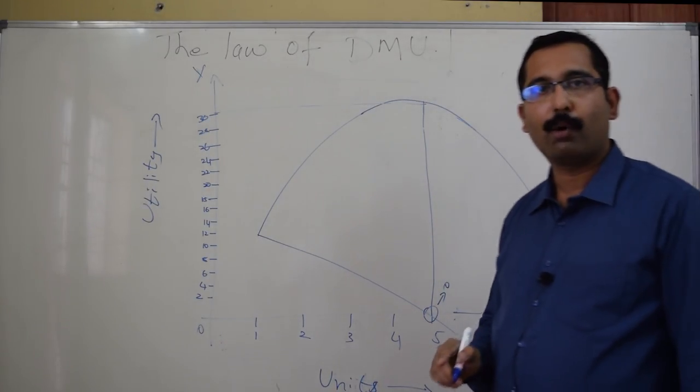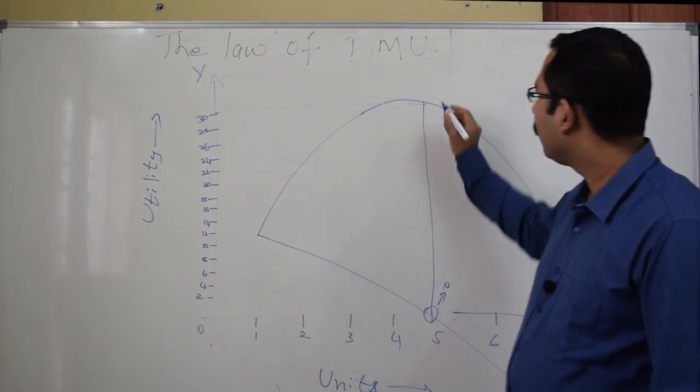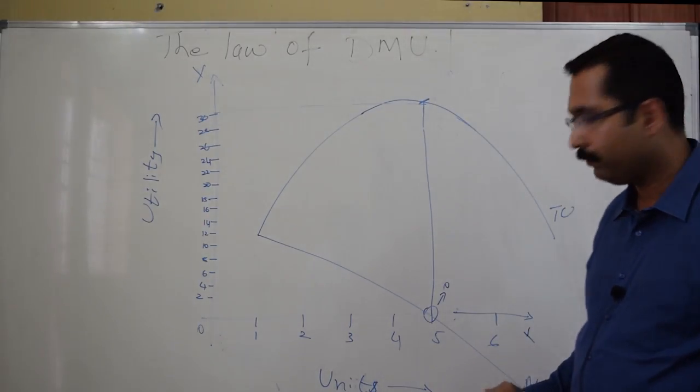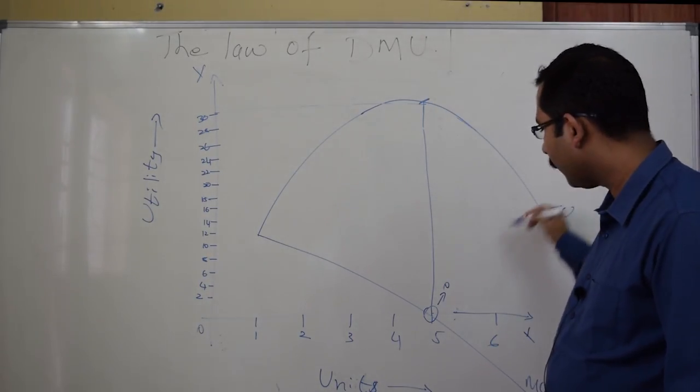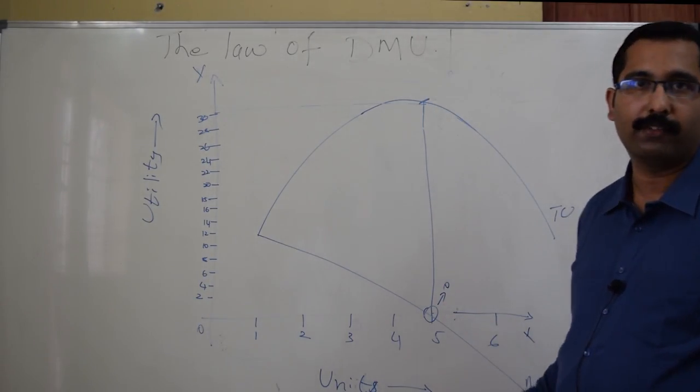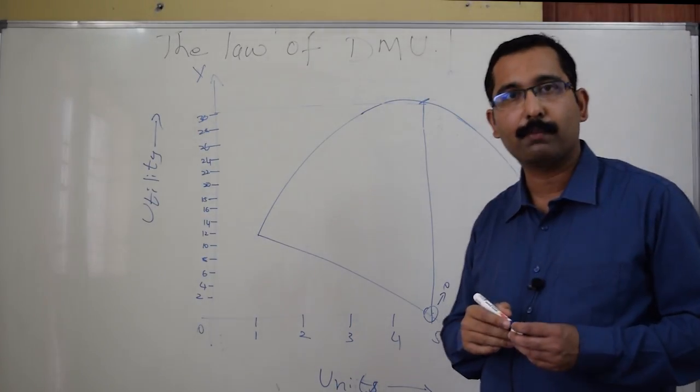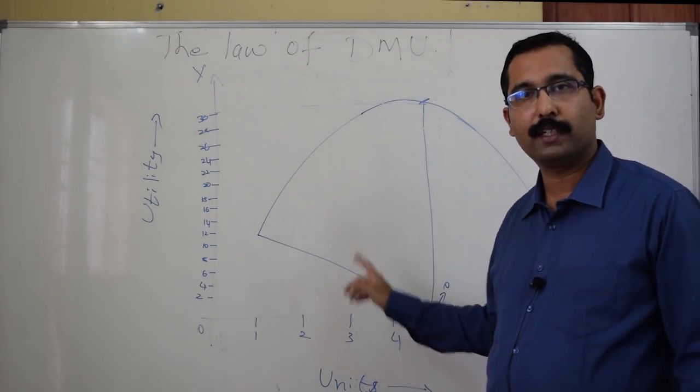There is a very important point to be remembered here. When TU is at the maximum, MU is 0. When TU starts to decrease, MU becomes negative. This is the point on which a lot of times questions are asked. Hope you remember this and do well.